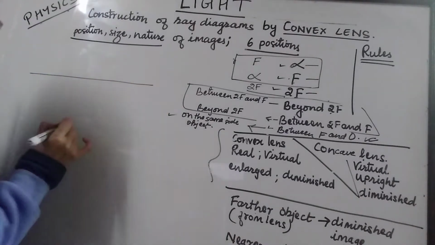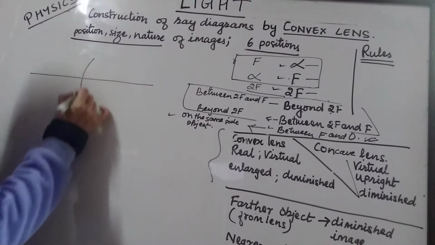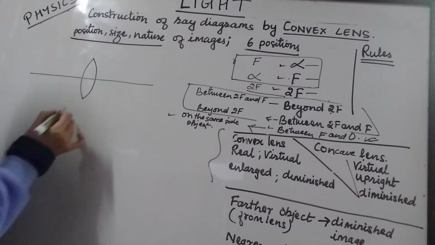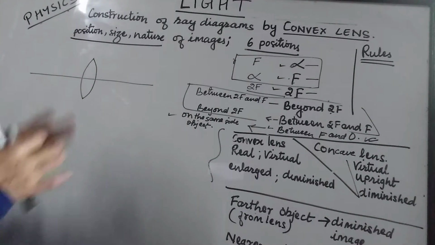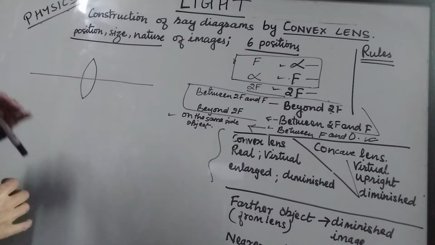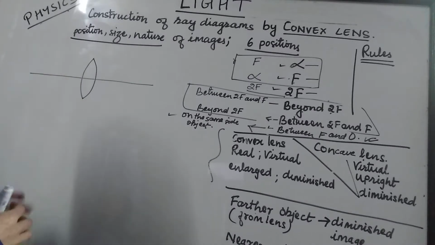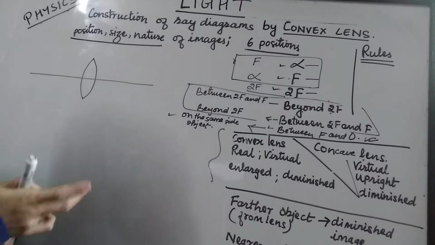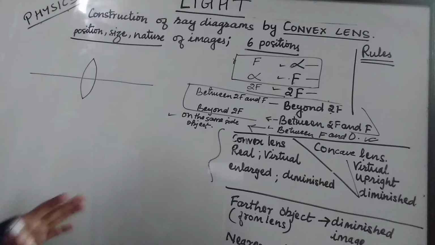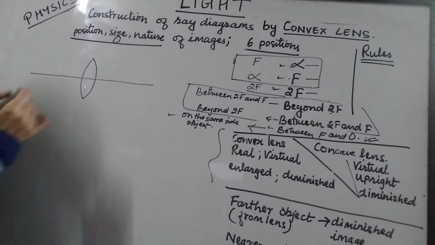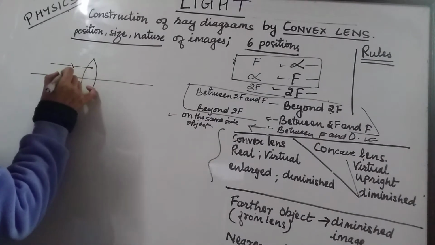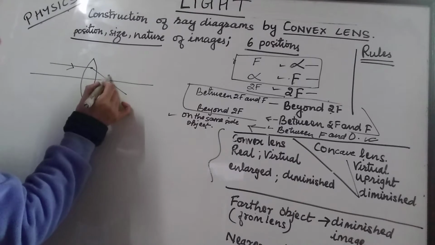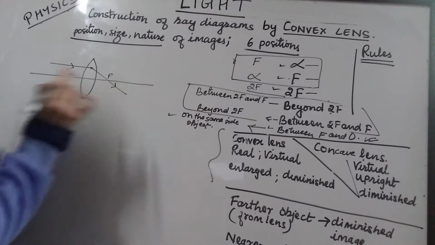This is the principal axis. This is the lens position, right? And you have to consider only 2 light rays. Numerous light rays are coming out from the object, but we will take only 2 rays as representative rays. Ray 1 is parallel to the principal axis. The ray which is parallel to the principal axis will pass through the focus. This is one rule.